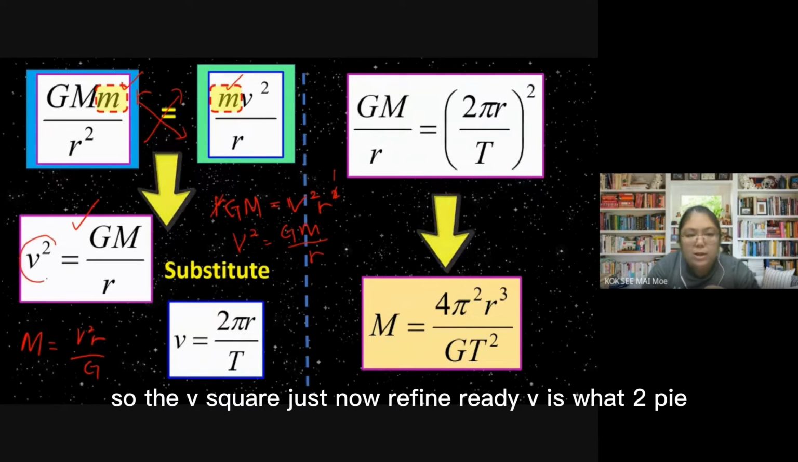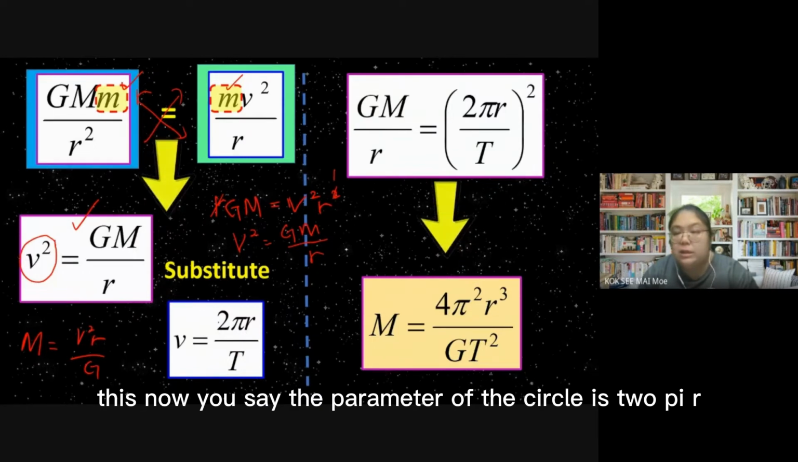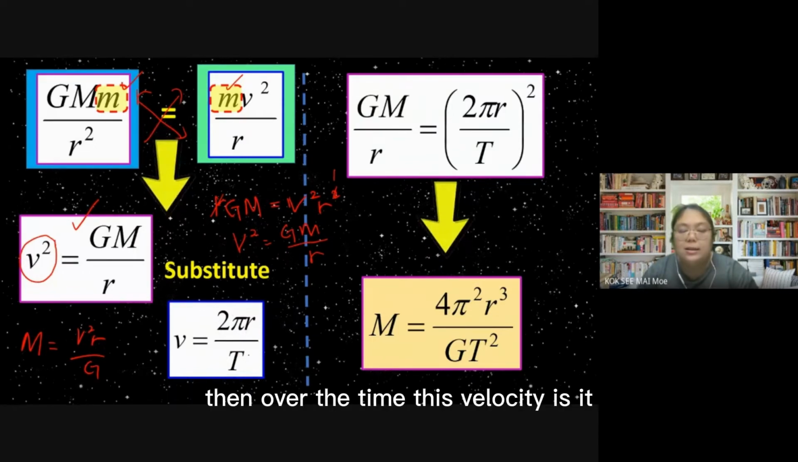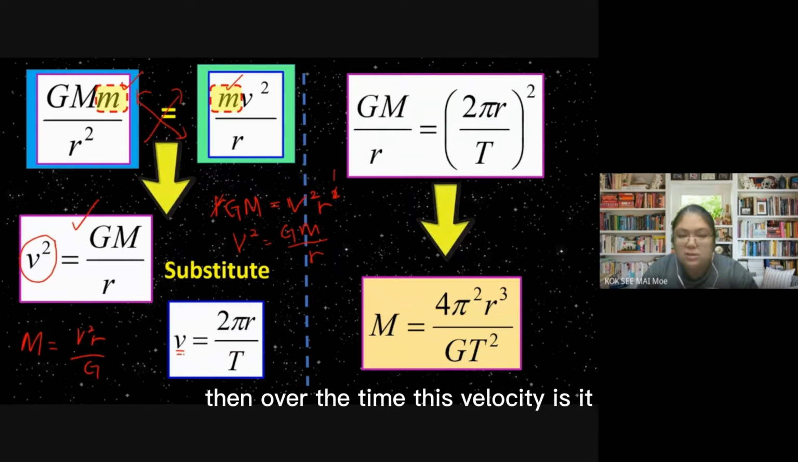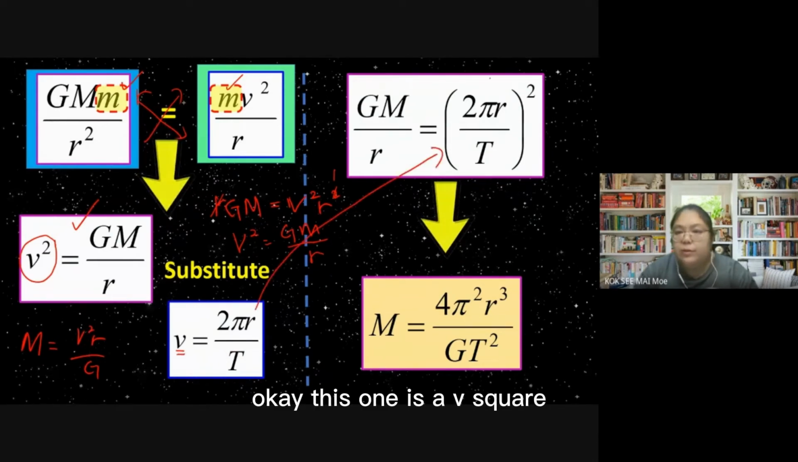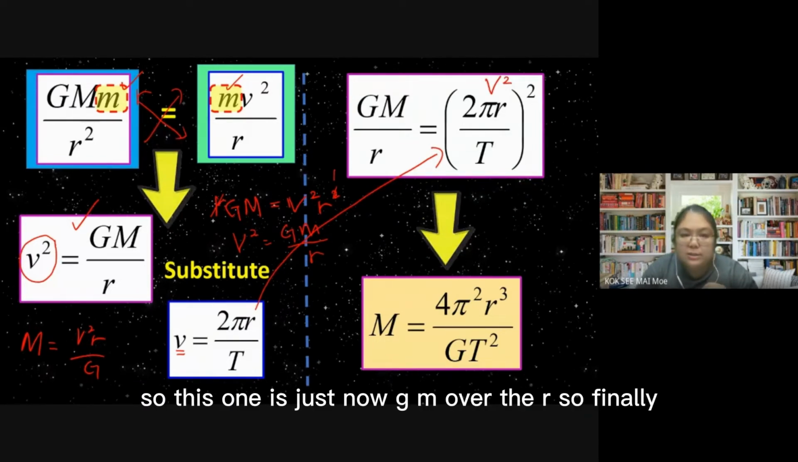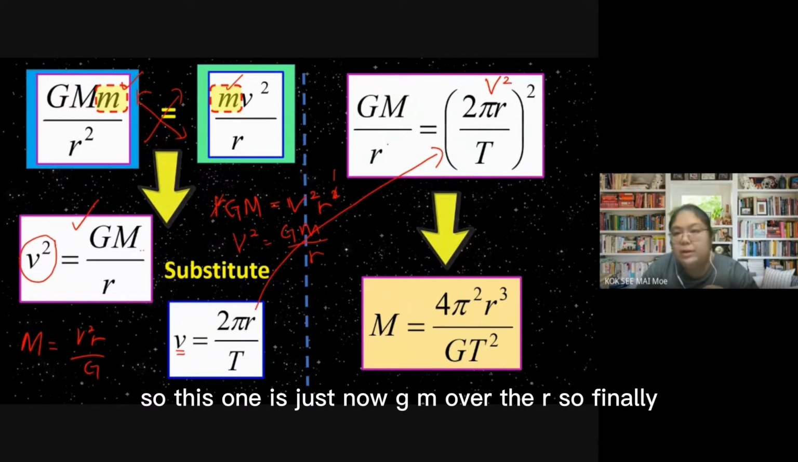So the V squared, just now we found already, V is what? 2 pi r over t. Just now you said the perimeter of the circle is 2 pi r, then over the time is the velocity, right? So I bring this one up here. This one is V squared, which means 2 pi r over t, then squared. So this one is just now GM over r.